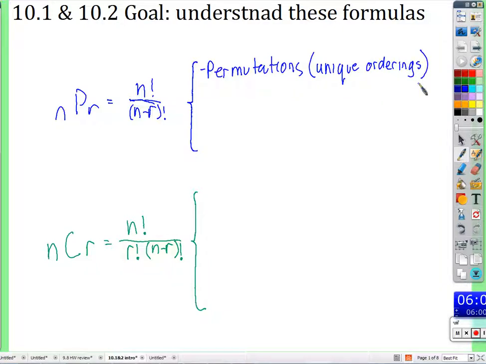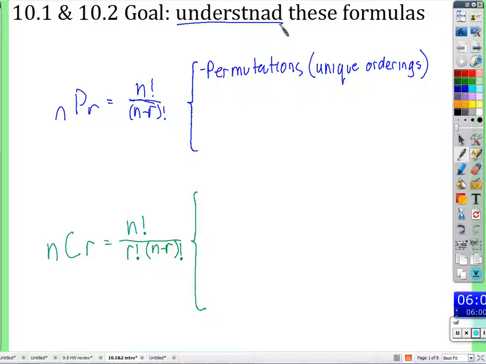So this would be a permutation of the letters in the word understand. I have reordered them for some reason. This was not on purpose. But it should be understand, now it's understand. And it's a permutation, a reordering, a unique ordering of those letters.